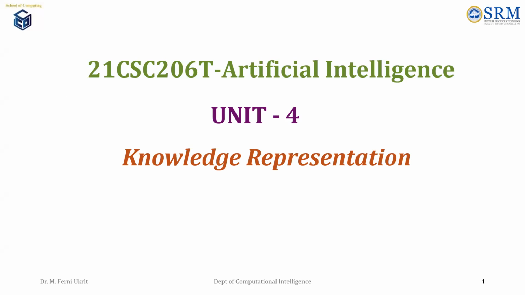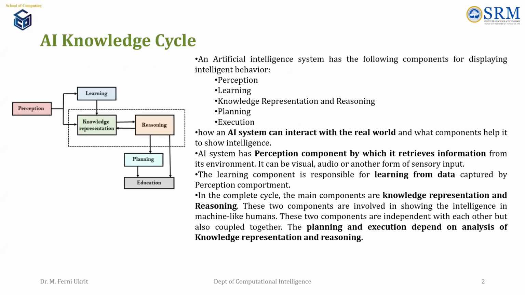Hi. In today's session, we will be seeing about knowledge representation in artificial intelligence. Before entering into knowledge representation, we need to know about the AI knowledge cycle. The AI knowledge cycle, that is, the artificial intelligence system, has the following components: perception, learning, knowledge representation, and reasoning, planning, and execution.